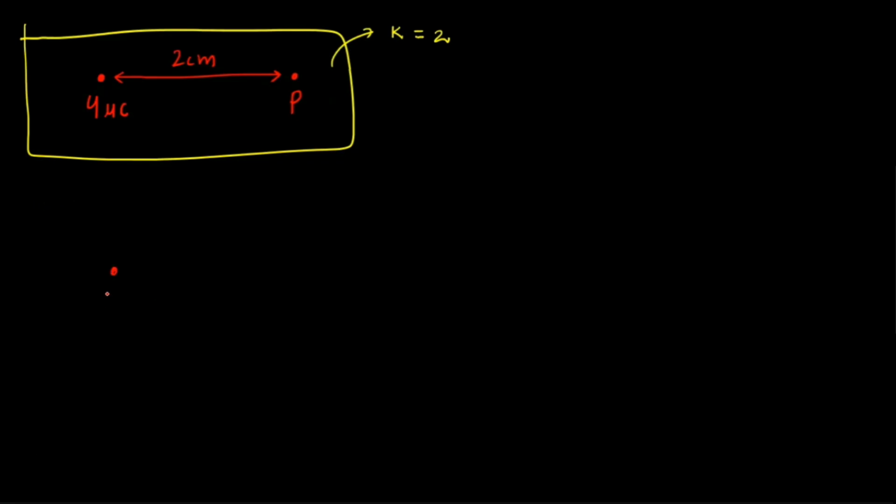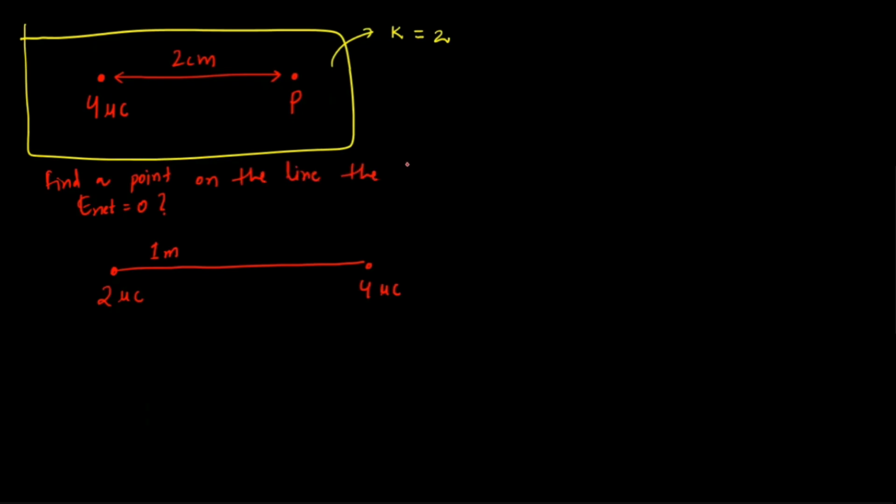One more question. Suppose there are two charged particles. One is 2 microcoulombs and another is 4 microcoulombs. They are separated by a distance of 1 meter. Now find a point on the line joining the two charged particles where the net electric field is 0. Try it out.